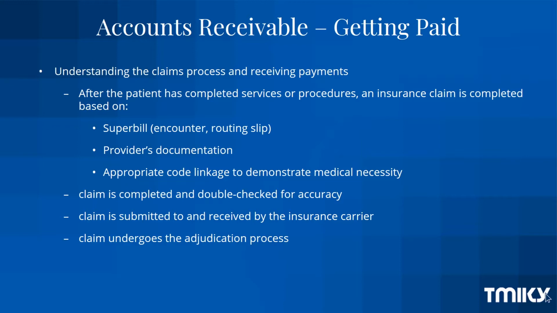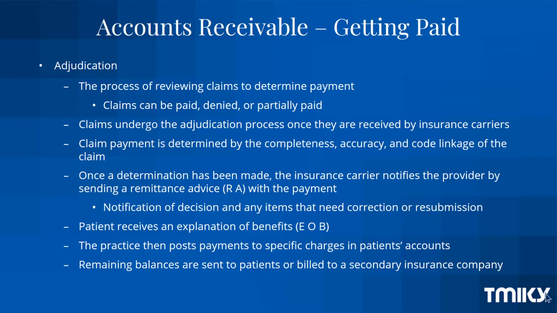So let's stop and think. Why is accuracy in the claims process so important? Accuracy is very important in the claims process because one wrong code or piece of information can jeopardize the insurance company's ability to cover the claim. That can be the difference in a patient paying a copay of $25 or having to pay hundreds or even thousands of dollars.